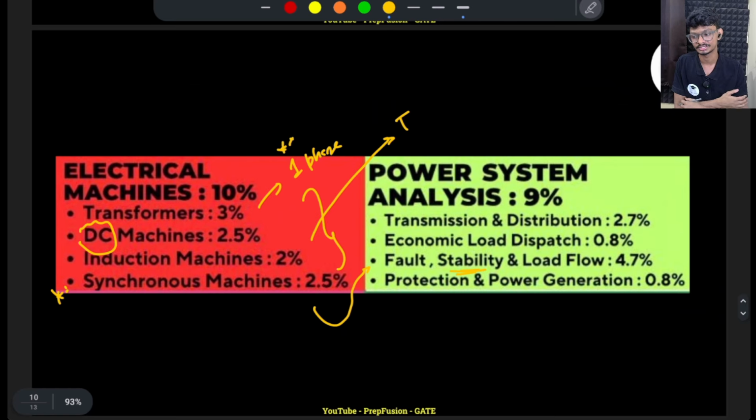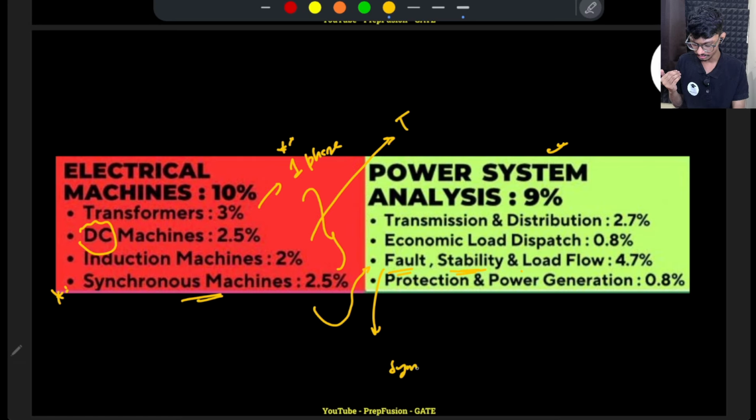This is a core subject of the electrical domain, so I will not recommend it. Next up, we have power system analysis. After studying the synchronous machine, I will recommend you directly move on to the fault part. Fault, stability, load flow, right? Load flow you can study later. Fault and stability are again very important chapters. In fault analysis, there are multiple kinds of fault. Mostly symmetrical fault is the most important one, and sometimes they ask from unsymmetrical as well.